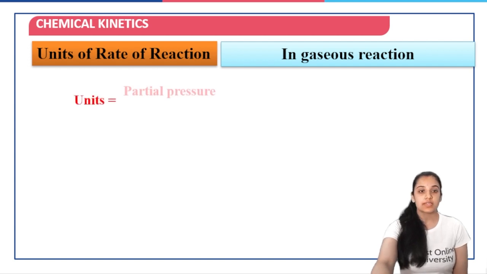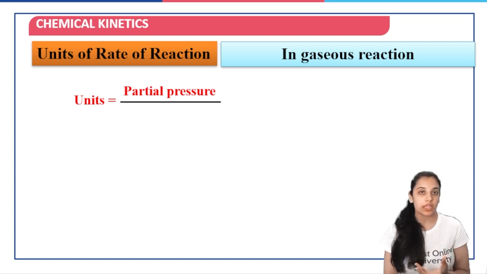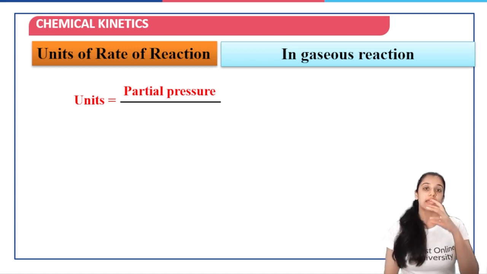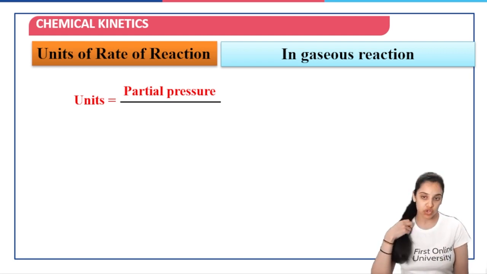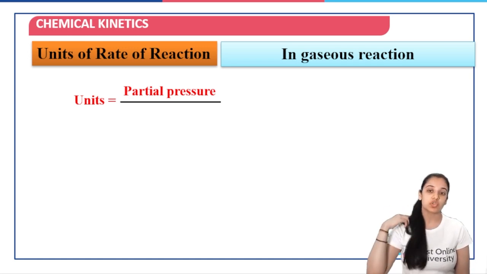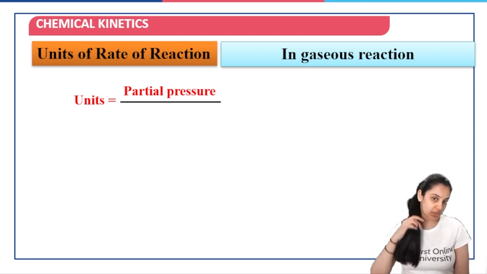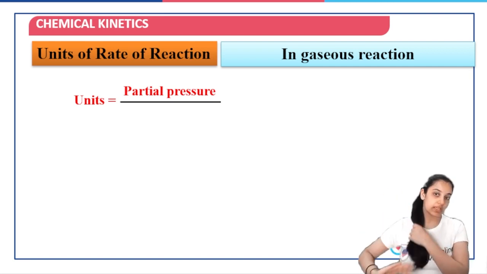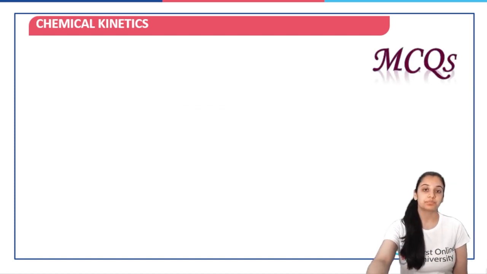Now, in the gaseous reaction, the units will be partial pressure. In the gaseous reaction, we cannot take the concentration. When we have reactants in the gaseous form or the products also being formed in the gaseous form, then we cannot really take the concentration terms. We will have to consider the partial pressure terms, that is the pressure of each of the reactants and each of the products expressed in terms of partial pressure. So that would be equal to partial pressure upon time. So that will have the units atm per second.